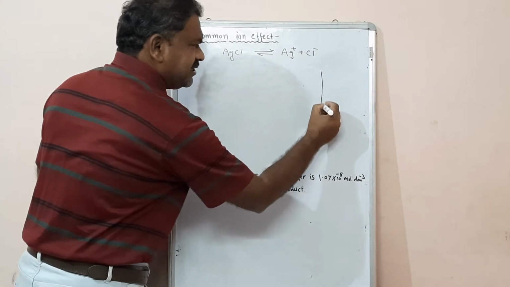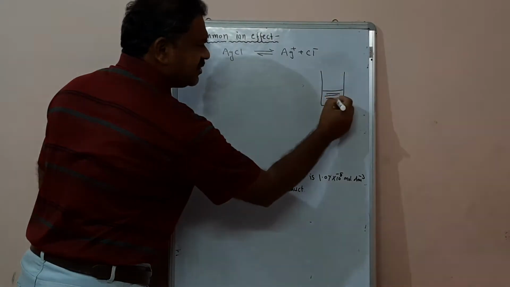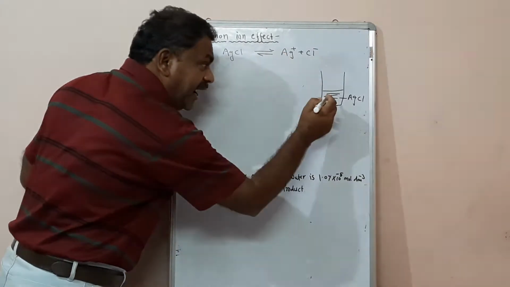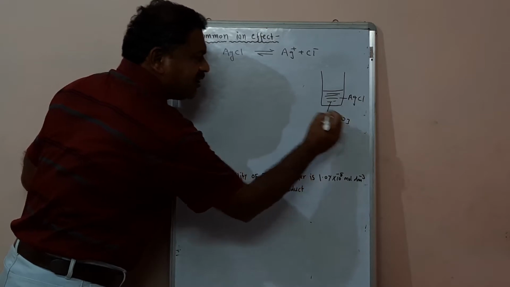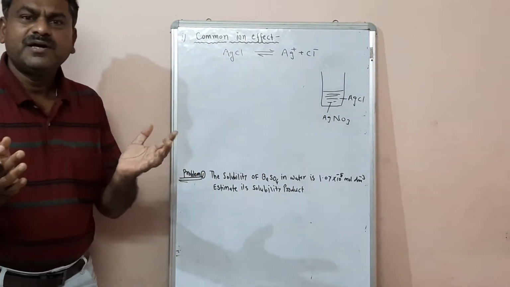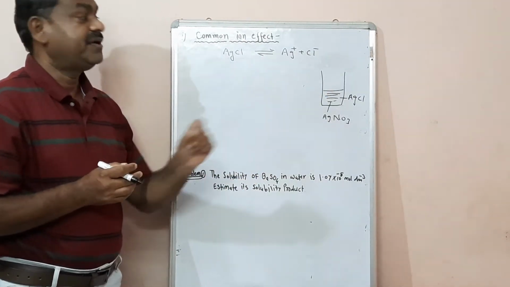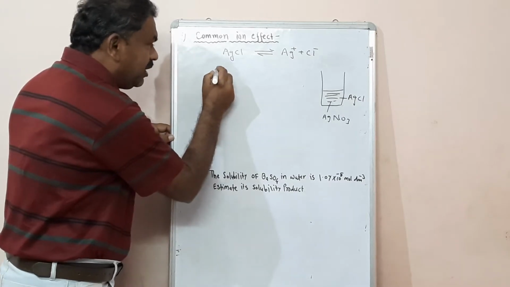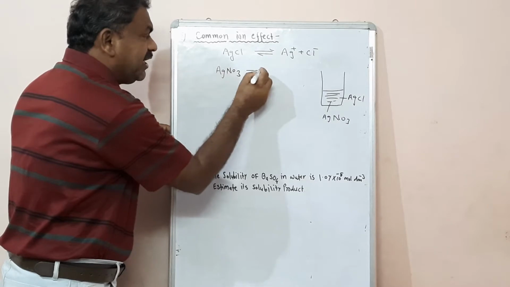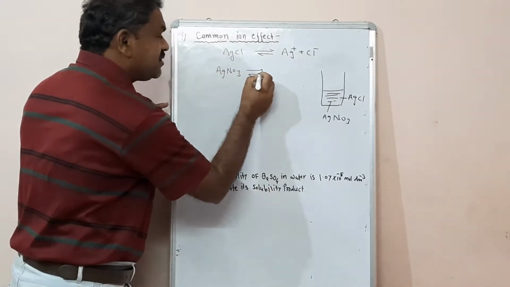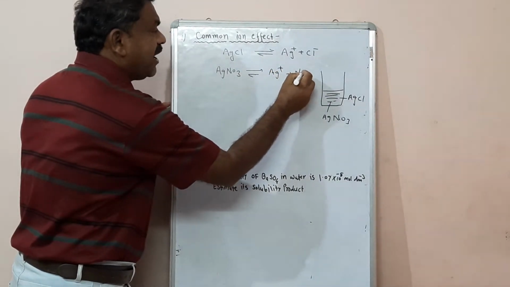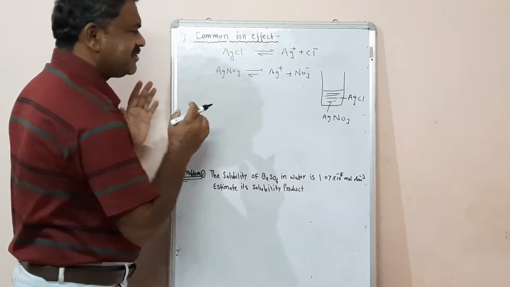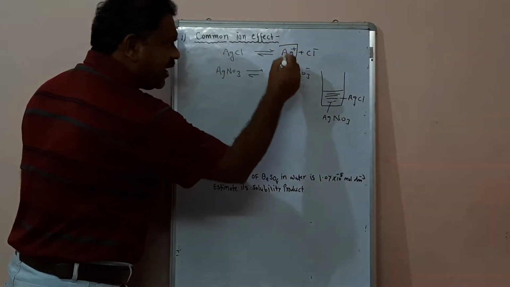Suppose we take one container which has AgCl. Now we add AgNO3, which is a strong electrolyte. AgCl gives Ag+ and Cl-. If you add AgNO3, a strong electrolyte, it dissociates to form Ag+ and nitrate ions. In that reaction, one ion is common.